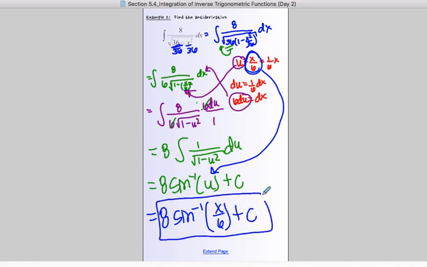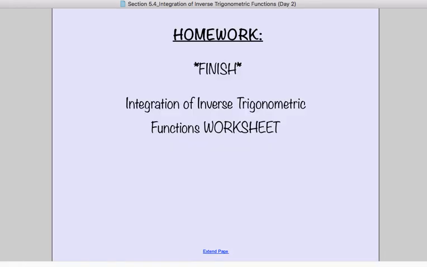Okay. So the new step today is that if this is not a 1, you have to factor out that number. Okay, and then you can continue with u sub like we did yesterday. So that is it for the notes.